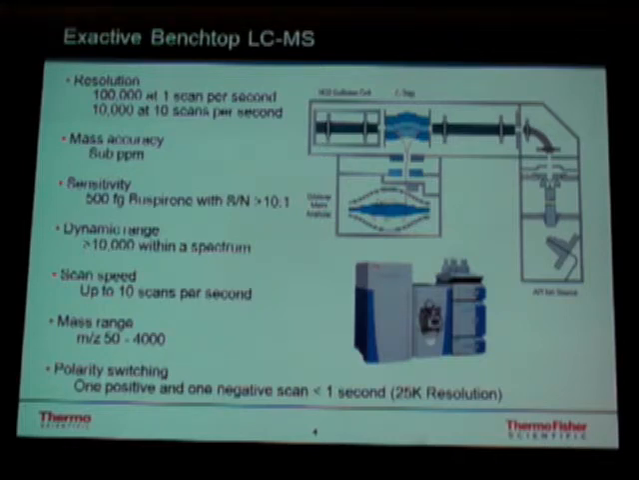It does allow you to do polarity switching. For example, in small molecule applications there are some basic drugs and some acidic drugs, and in forensic screening you really don't know what you're monitoring or what you're expecting. So you need to switch continuously between positive and negative ion, and the Exactive technology lets you do that.